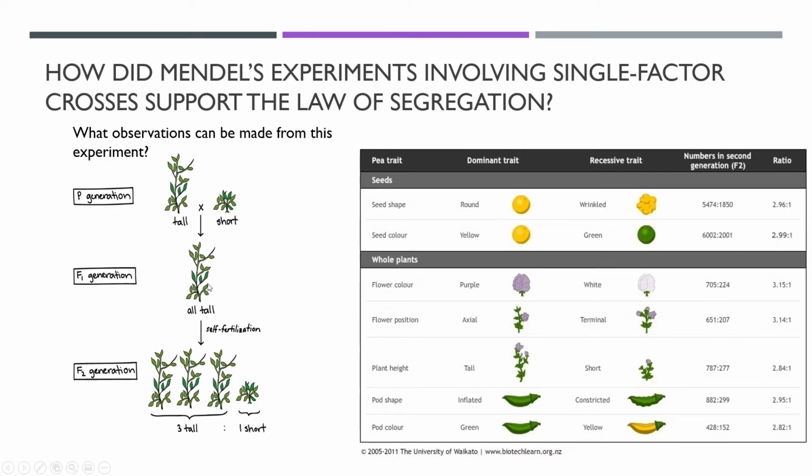And then he was like, okay, what if I cross-fertilize the tall plants from the F1 generation? What happens then? And he saw something very interesting. He saw a pattern of a 3-to-1 ratio, 3 tall to 1 short. And he noticed, oh, look, that short phenotype, that short characteristic, skipped a generation, but it's still there. So he started to explore this a lot more.